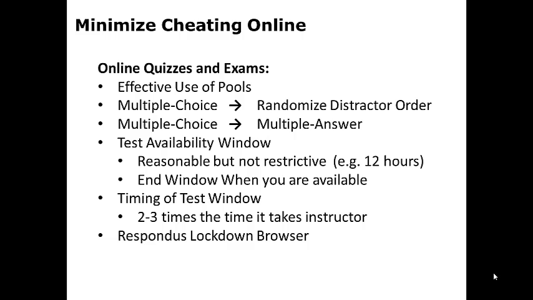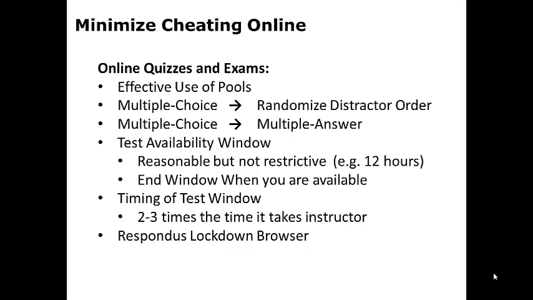Also, state when you are available, such as 8 a.m. on a Monday morning, so that if a student does have problems, you can be in a position to make the call. Timing of the test window: take the test yourself. Now, unless you are a speed reader, generally, the timing of the test window should be 2 to 3 times the amount of time it takes you, the instructor, who has the knowledge and who is not under pressure to take that exam. So if it takes you 10 minutes to take an exam, set the time for 30 minutes.